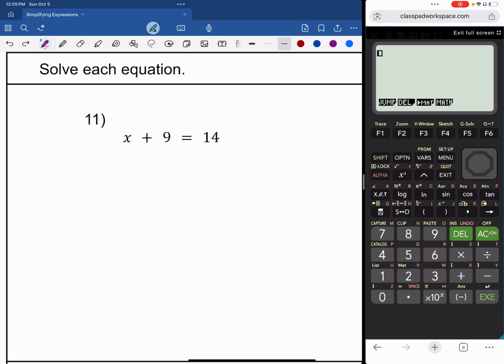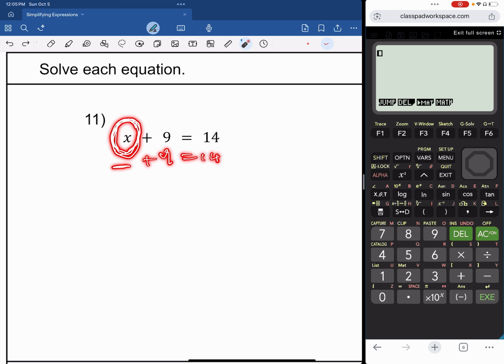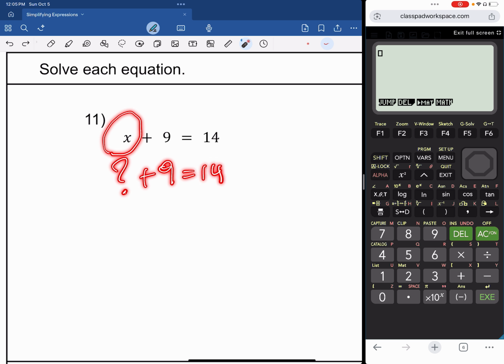All right, so when we're solving equations, what we're really doing is solving for the unknown variable. We're solving for the value that makes the equation true. So in this question, our variable is x, right? X is unknown. We don't know what x is, but x is representing some number, right? And what this is really saying is some number plus 9 is equal to 14. So when we're solving for x, we're trying to find out what number plus 9 will give you 14.